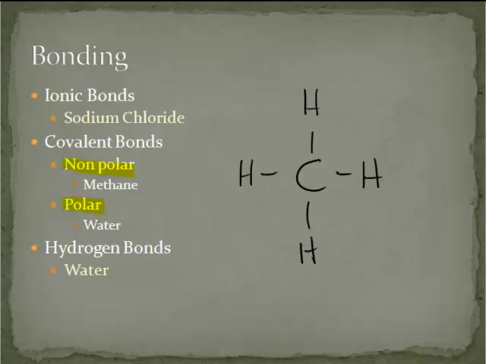So we've looked at molecules, we've looked at compounds, and we looked at bonding, and that is all determined by how the electrons are situated around an atom.